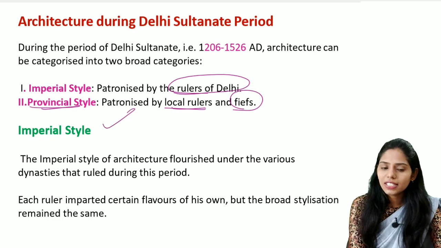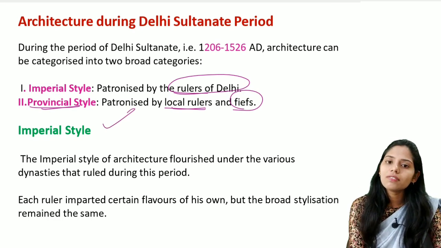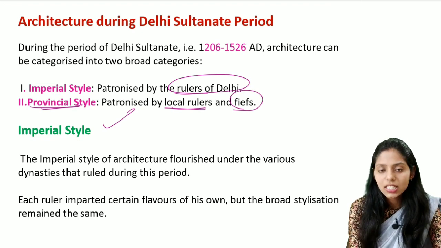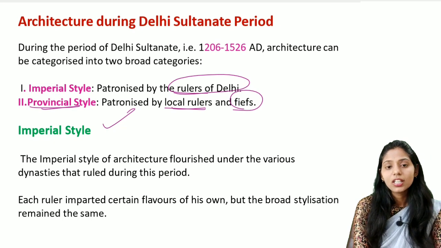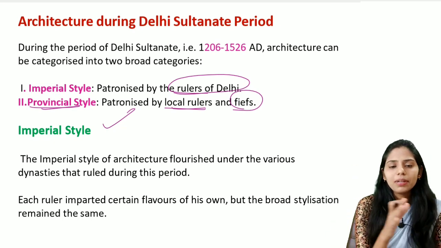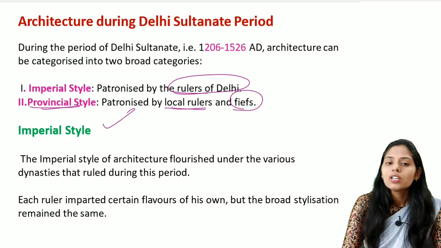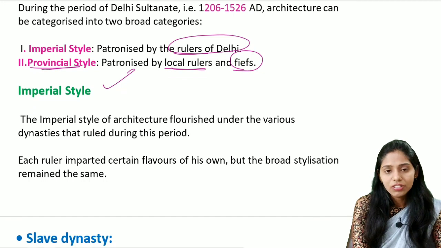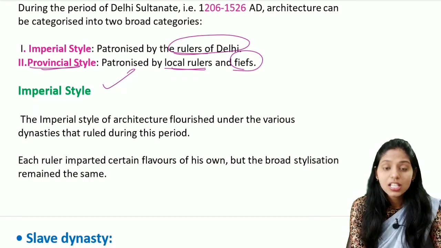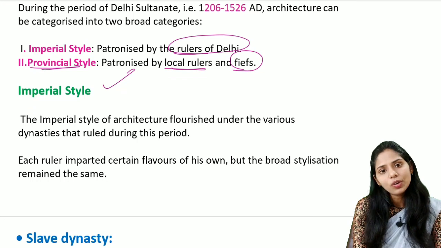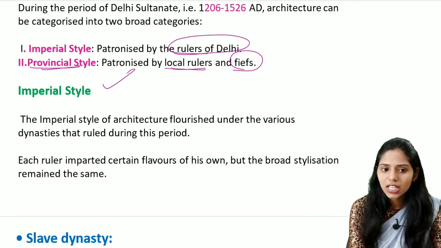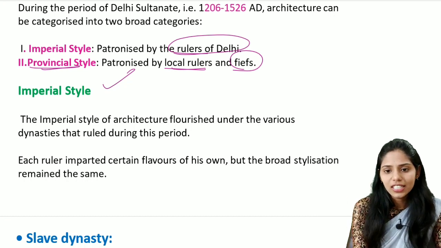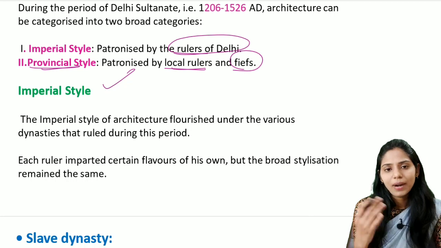And in the Imperial style, we see mainly 5 dynasties. First one is the Slave Dynasty, second one is the Khilji Dynasty, third one is the Tughlaq Dynasty, fourth one is the Sayyid, and fifth one is the Lodi. So let us see what development happens from one dynasty to another dynasty. Let us discuss the first one, the Imperial style. The Imperial style of architecture flourished under the various dynasties which ruled in this period from 1206 AD to 1526 AD. And each ruler imparted certain important features of their taste and their own brand style.